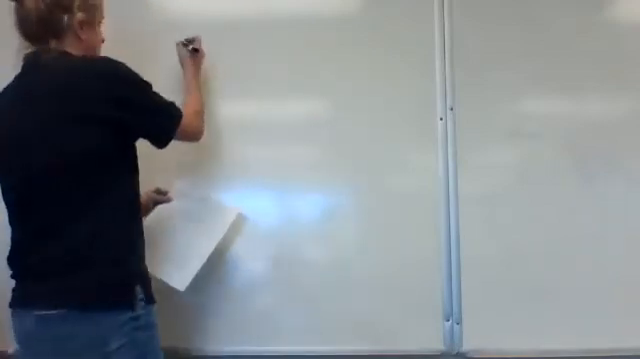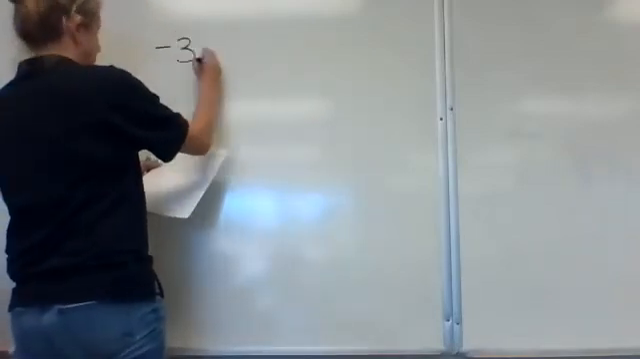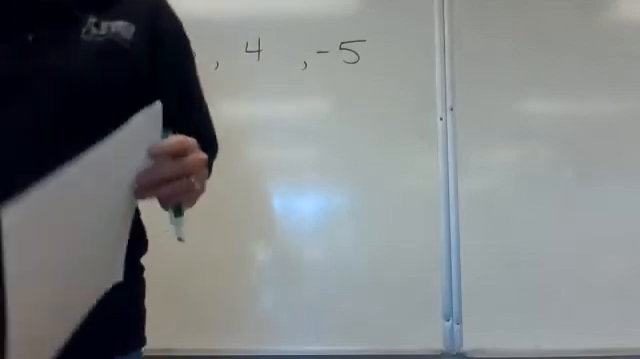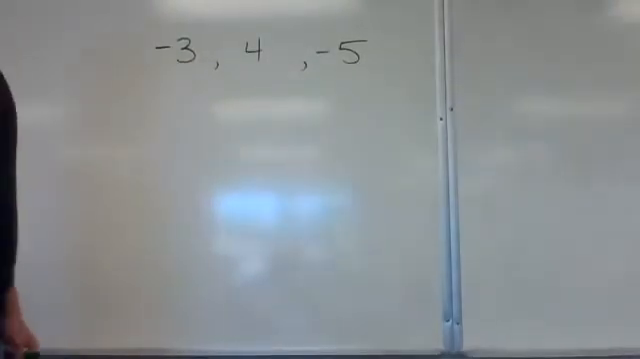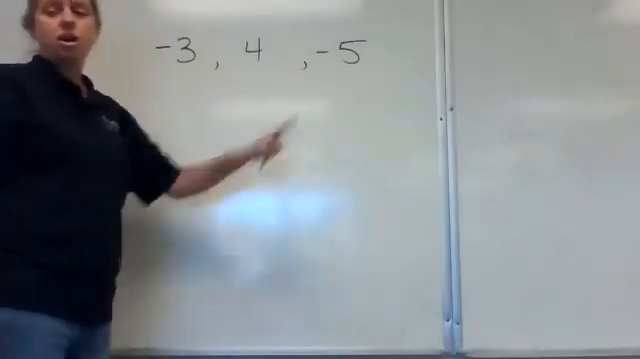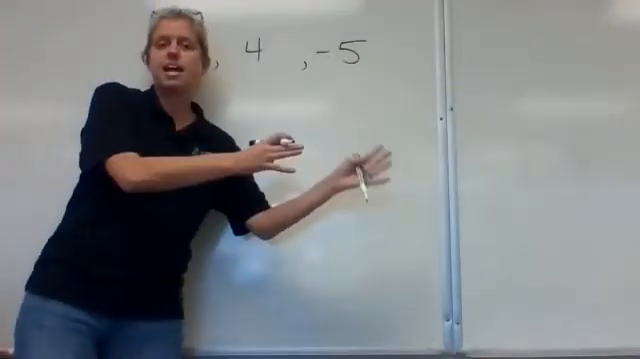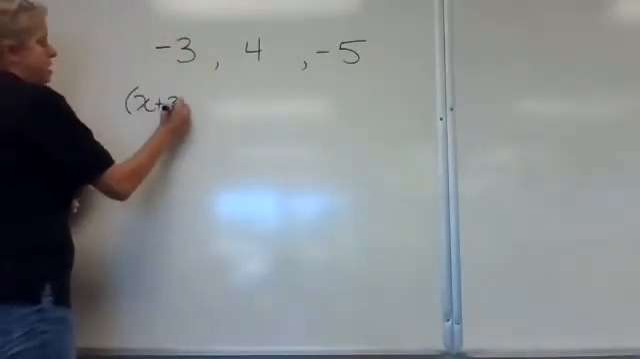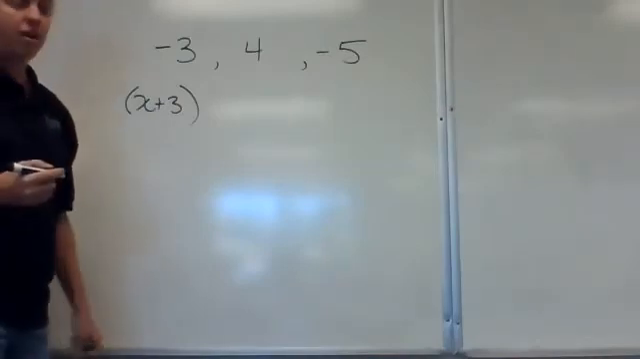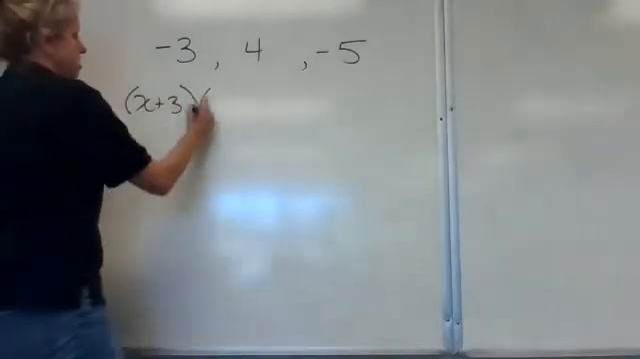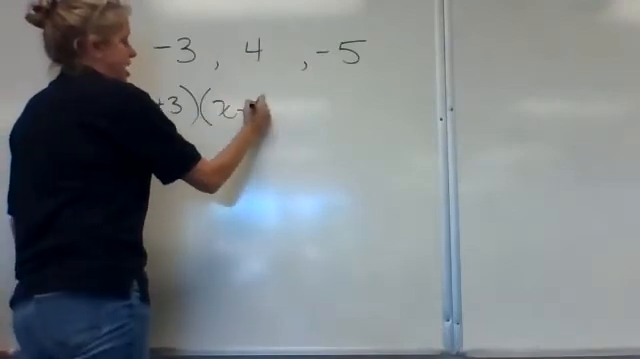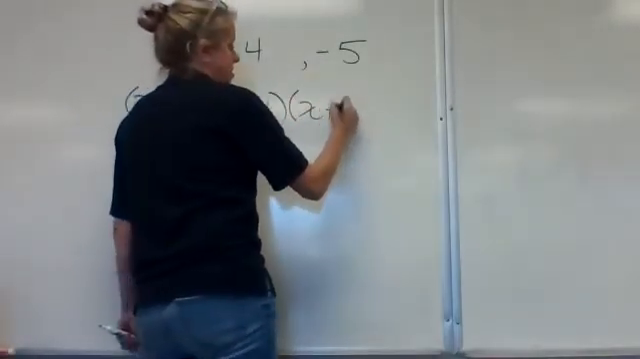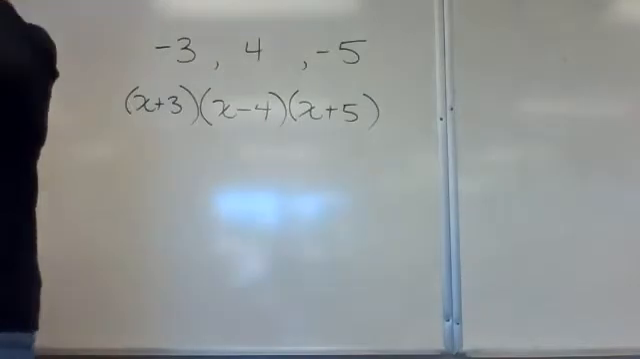So it tells me the zeros are -3, 4, and -5. So remember, if these are the zeros, now we're going to take them back to the factors that they came from. So let's see, if -3 is the 0, that means it came from x plus 3, right? We're just changing that sign. Same here. If the 0 is 4, that means it came from x minus 4. If the 0 is -5, that means it came from x plus 5.